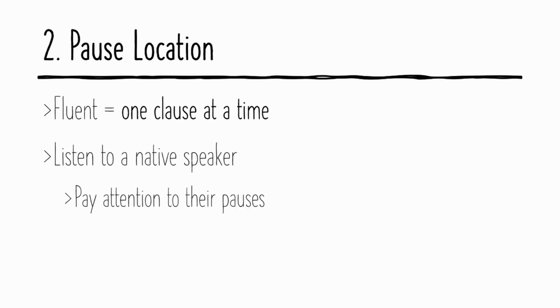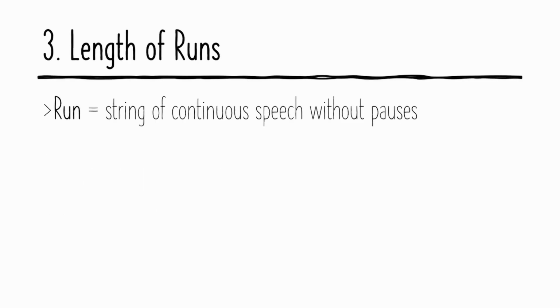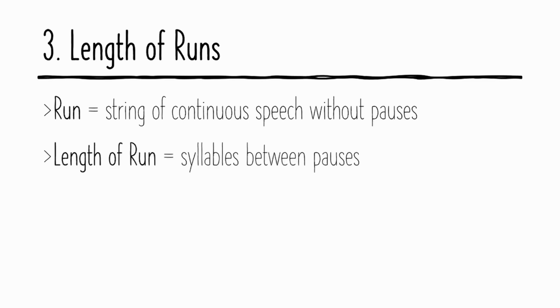When you listen to a native speaker, pay attention to their pauses. In fact, if you go back and watch this video again, you will hear a very clear pause between clauses and sentences. The third measure is length of runs, and this has the biggest effect on fluency. A run is a string of continuous speech without pauses. So the length of a run is how many syllables are spoken in between pauses.